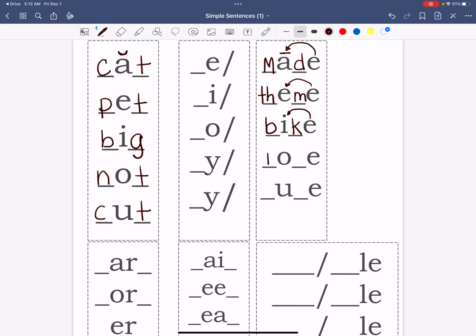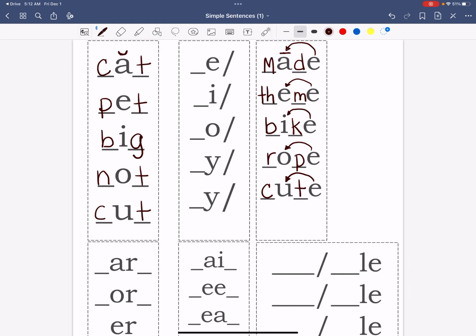Next one. O, p, rope. And again, the E makes the O say its name. And we have U. For this one, we're going to use a word with U. So we would say k, U, t, cute. Cute because the E makes it say its name. It makes the vowel say its name.